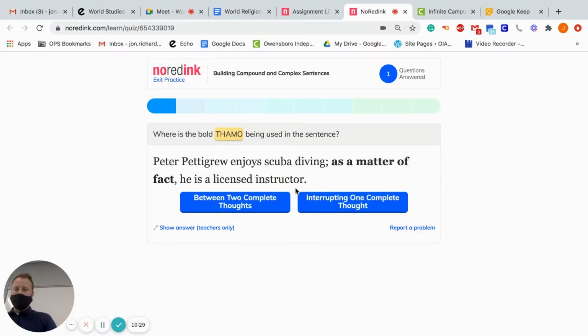All right, let's look at the next one. Peter Pettigrew enjoys scuba diving, semicolon. So that's a complete thought. Then we have our themo, as a matter of fact. And then we have another complete thought: he is a licensed instructor. It is between two complete thoughts.